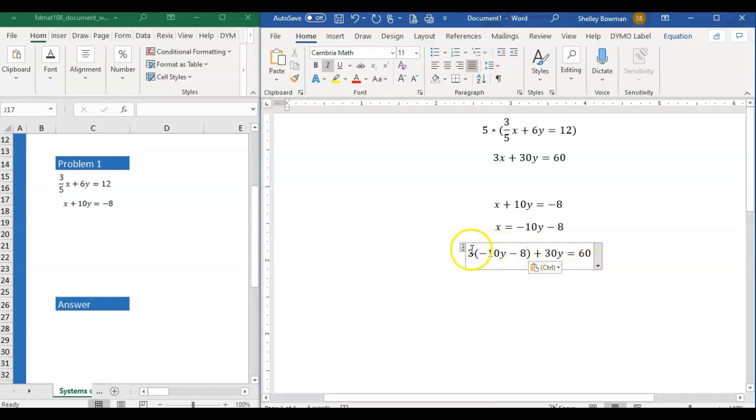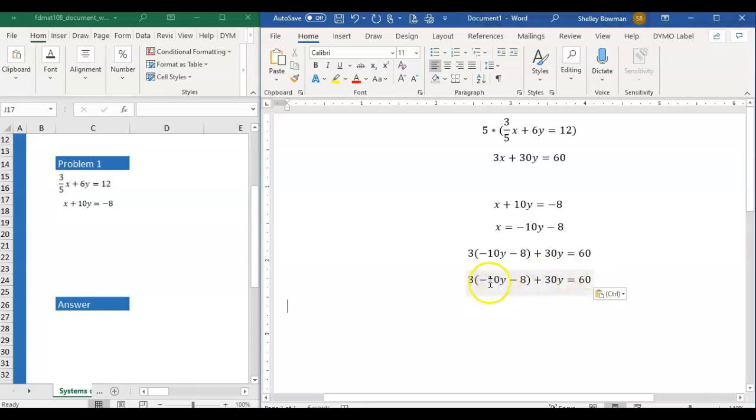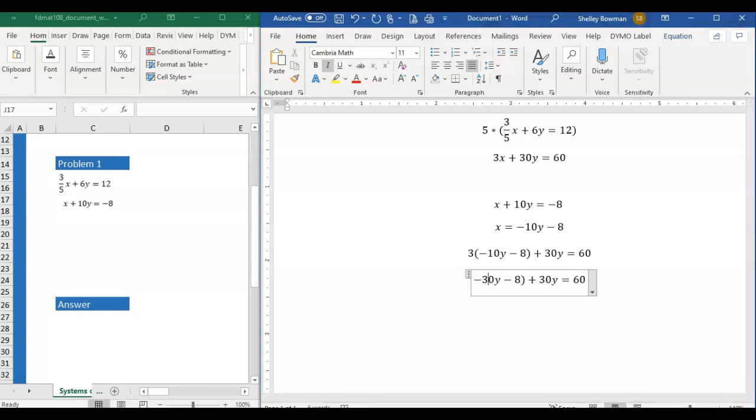Now the next part is to multiply the 3 into both of these. To do that, I'm again going to copy and paste for my next step. 3 times negative 10y gives me negative 30y, and then 3 times negative 8 gives me negative 24.